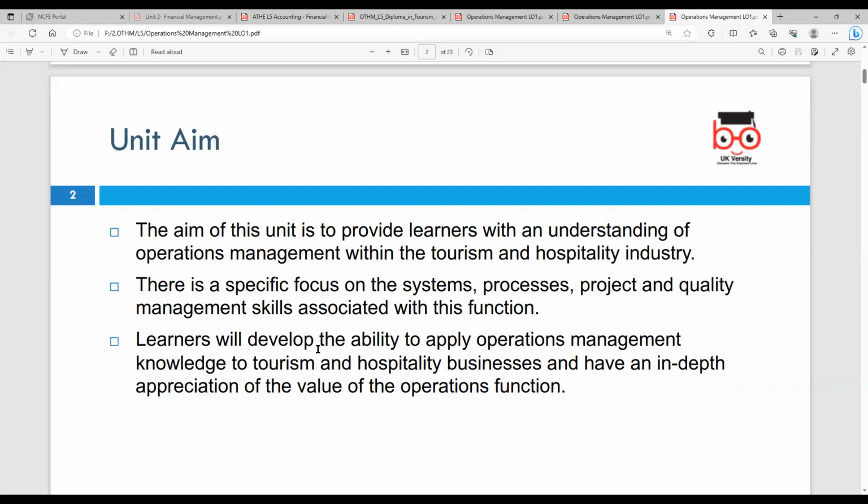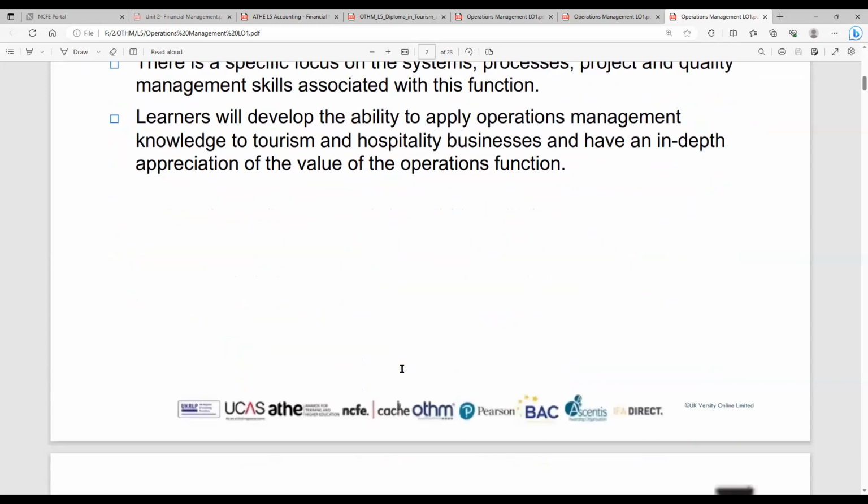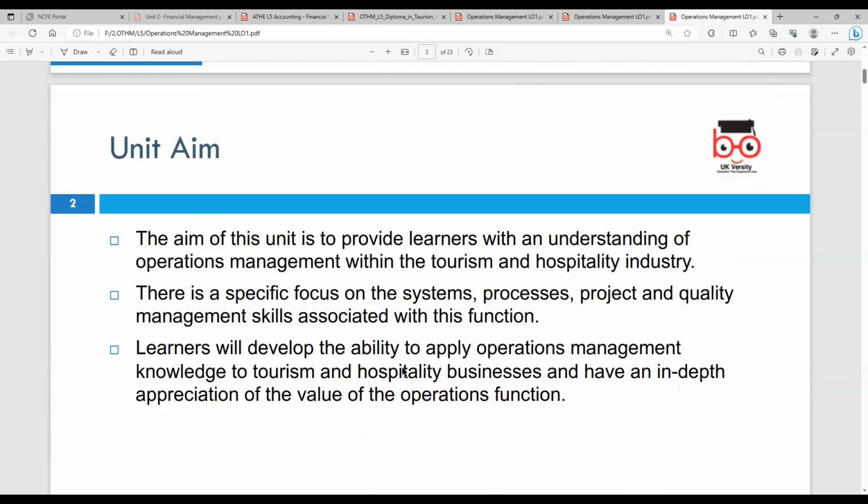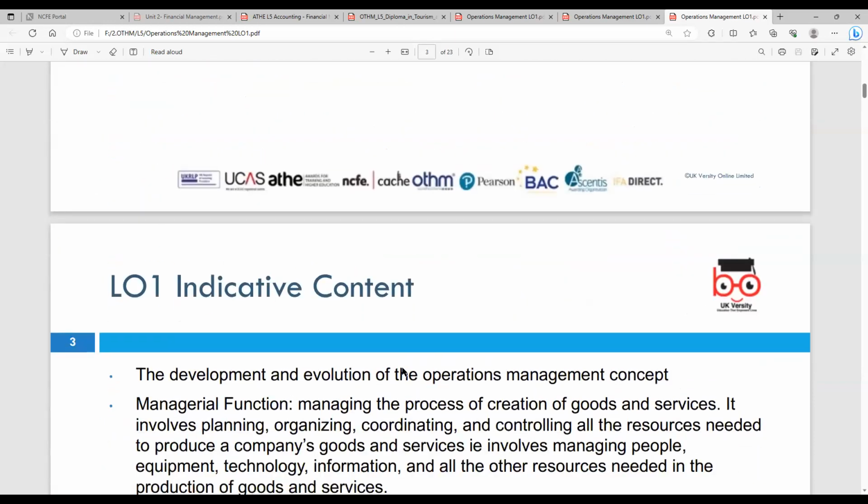The second aim of the unit is to have a specific focus on the systems, processes, project, and quality management skills associated with this function. And thirdly, we need to look at the learners' development and how they apply operations management to their knowledge in the tourism industry or the hospitality business, so that they can have a good knowledge of the function. So these are the overall unit aims. There are 4 learning outcomes as such, and we'll only be looking at LO1 today.